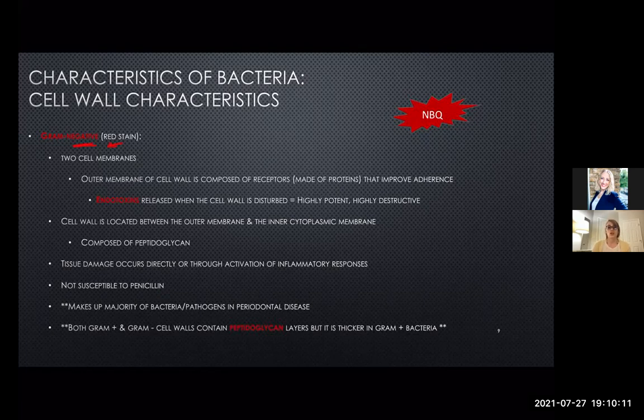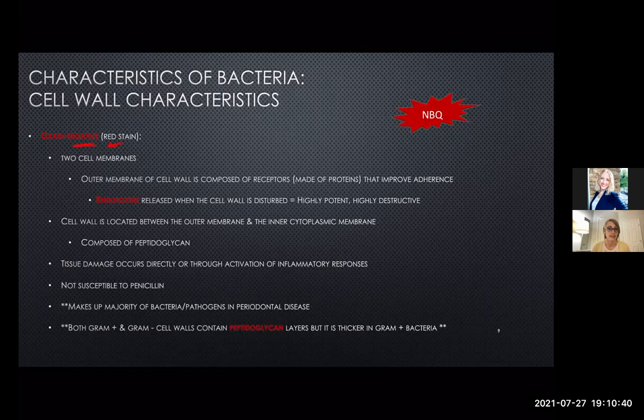So tissue damage occurs. Usually it can be a direct process, so that bacteria is causing direct damage, or the bacteria is activating the host response. And when the host response activates, we're seeing that our body is attacking the bacteria. However, it's also attacking our own tissues. So it's kind of the 1-2 punch. You can see why gram-negative are the bad guys.